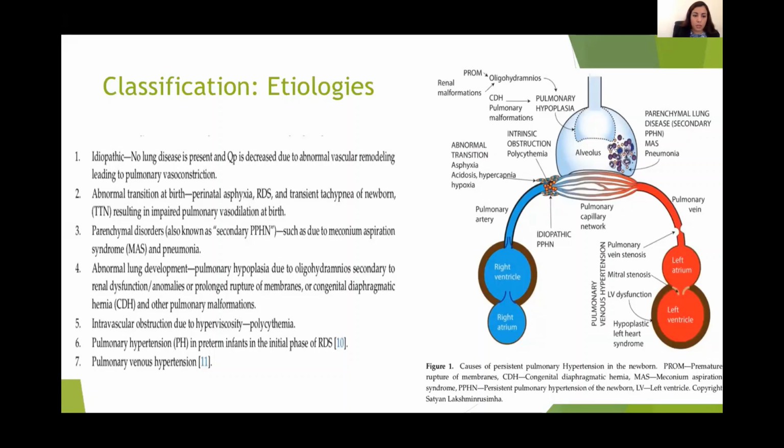Sixth one is the pulmonary hypertension in preterm infant, especially in the initial phase of the RDS. And last one is the pulmonary venous hypertension, which are actually all the causes or anomalies in the left side of the heart. Pulmonary vein stenosis, mitral stenosis, left ventricular dysfunction, or a hypoplastic left heart.